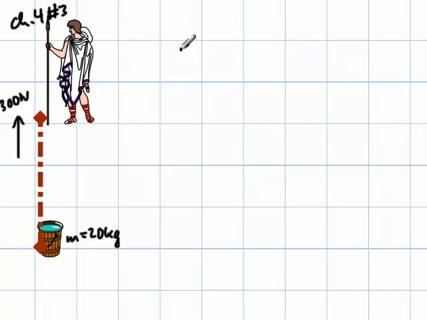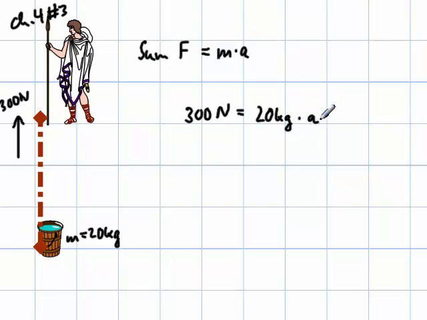Okay, so we're going to write down net force equals mass times acceleration, or sum of the forces equal to mass times acceleration. Well, we have a force upward at 300 newtons, and that equals 20 kilograms times the acceleration. However, they say in here, what is the acceleration of a 20 kilogram pail of cement that is pulled upward, not sideways, exclamation point, with a force of 300 newtons.